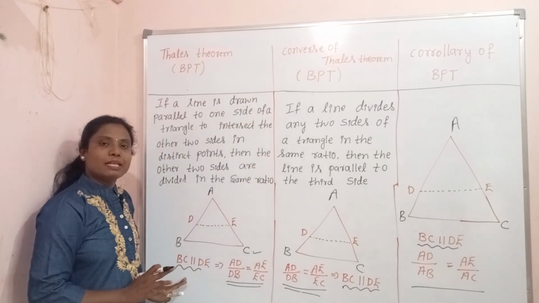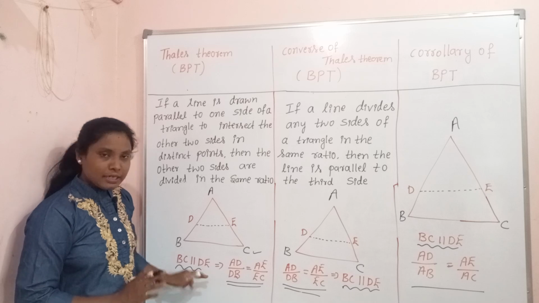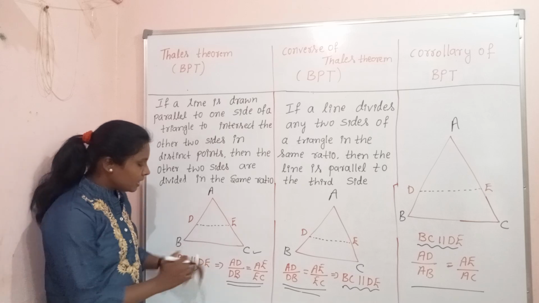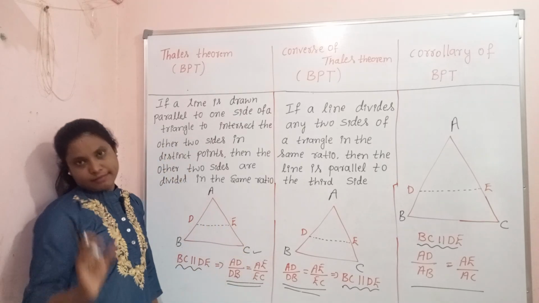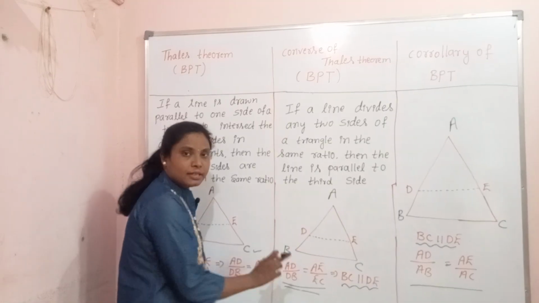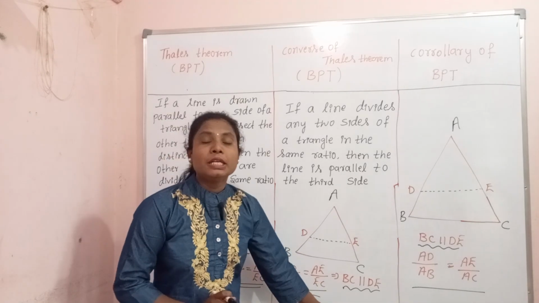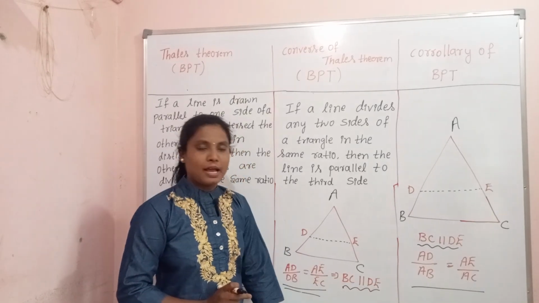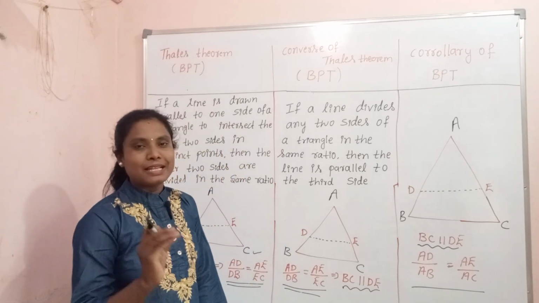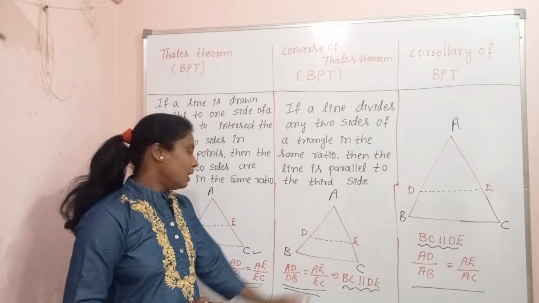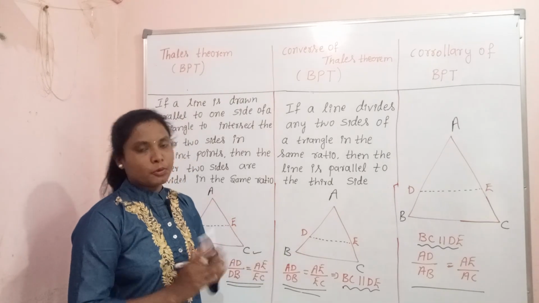In Thales theorem, BC and DE are given as parallel, and we need to prove that the ratios are equal. In the converse, the given ratios are equal and we need to prove that BC is parallel to DE. That means the lines are parallel. Like that we need to prove.